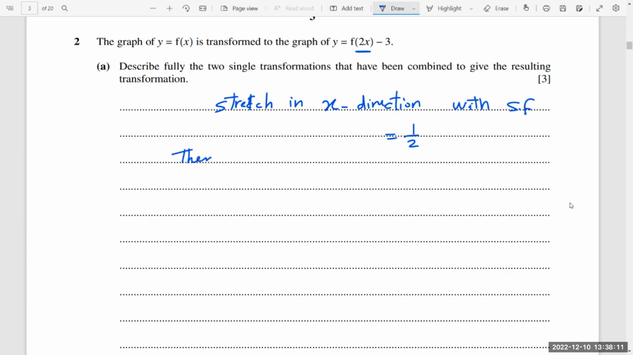Then this negative 3 outside means a translation in the y direction with vector 0, negative 3. This is the answer.